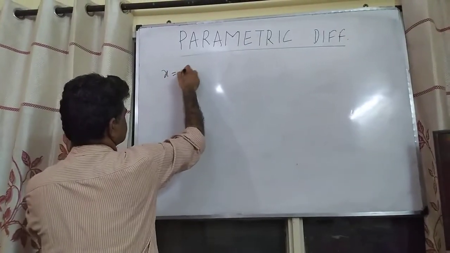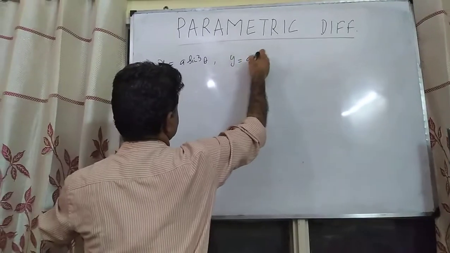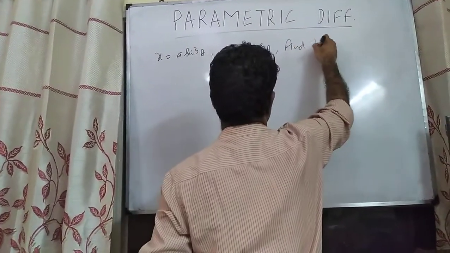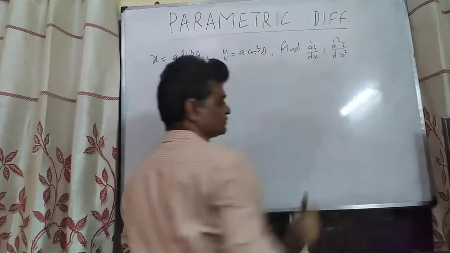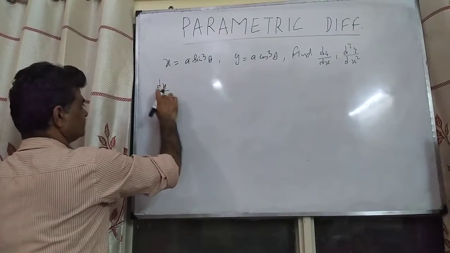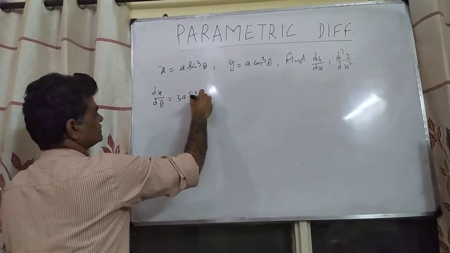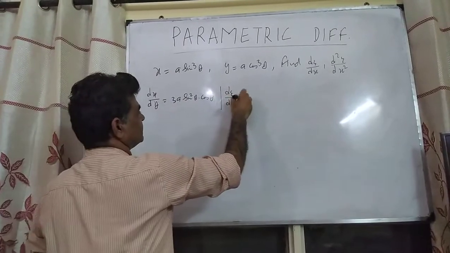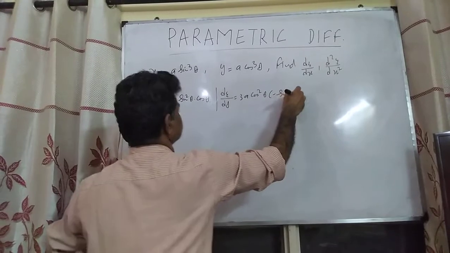Say x equals a sin cube theta and y equals a cos cube theta. Find dy by dx and its double differentiation also. So here we are just going to differentiate with respect to theta. So dx by d theta is thrice of a sine square theta into cos theta. Similarly, dy by d theta is thrice of a cos square theta into minus sine theta.